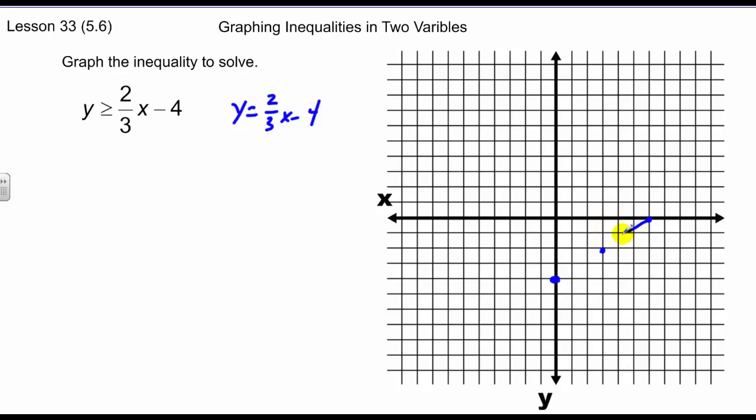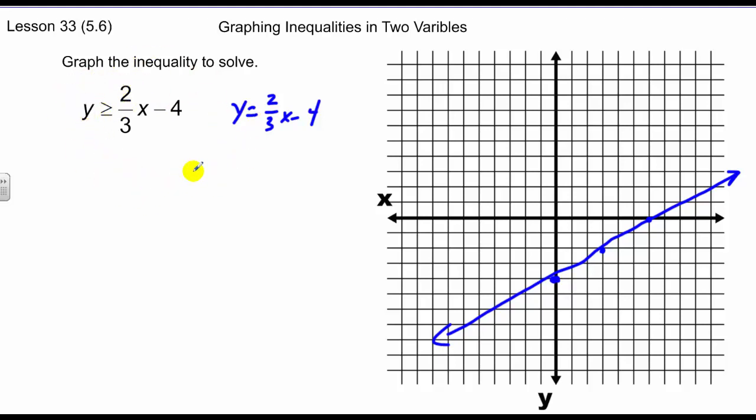Connect my dots, and that's a graph of y equals 2/3 x minus 4. But that's not what we want. We want to find out where y is greater than or equal to. So what I do is I separate my graph into two parts, because you'll see this line splits the graph into two parts. You have a part that's above and a part that's below. And we want to see what points, what x and y values are going to satisfy this solution.